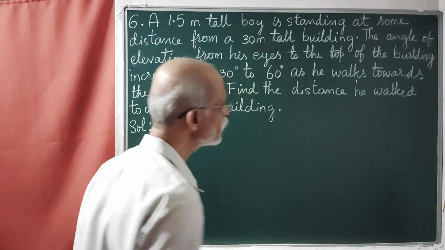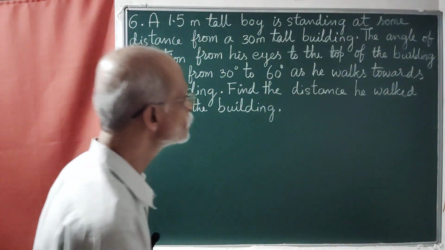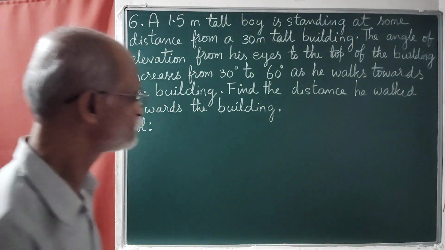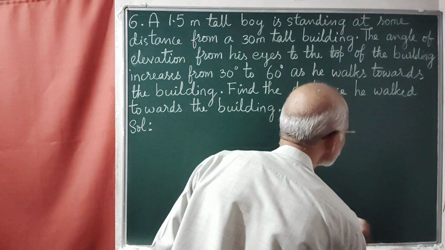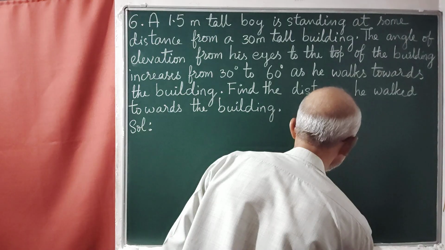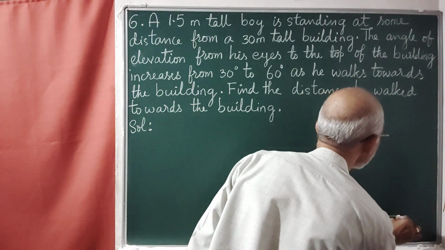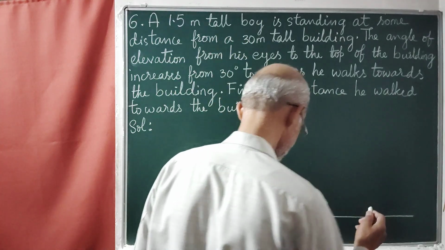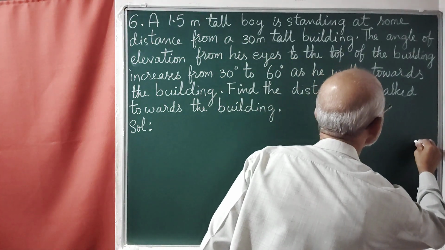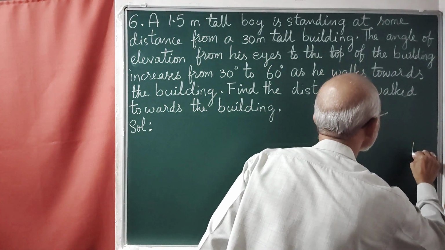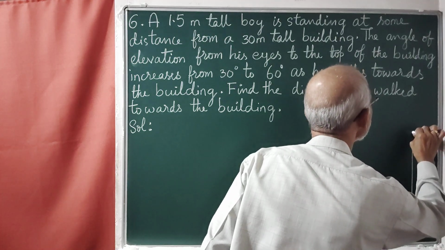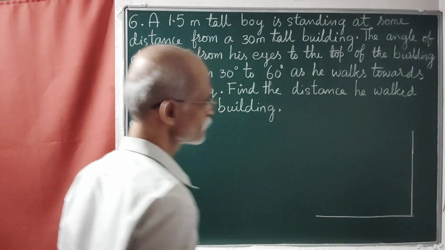So we have to draw the drawing properly. If the drawing is drawn properly, half of the sum is solved. So first we will draw the ground level. This is the ground level. We will draw the building now. This is the building.